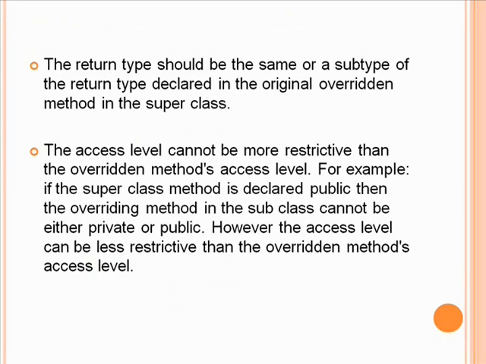The next rule is the return type should be the same or a subtype of the return type declared in the original overridden method in the superclass. The access level cannot be more restrictive than the overridden method's access level. For example, if the superclass method is declared public, then the overriding method in the subclass cannot be either private or protected. However, the access level can be less restrictive than the overridden method's access level.